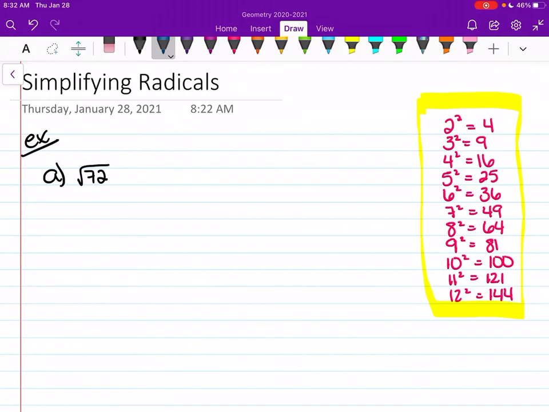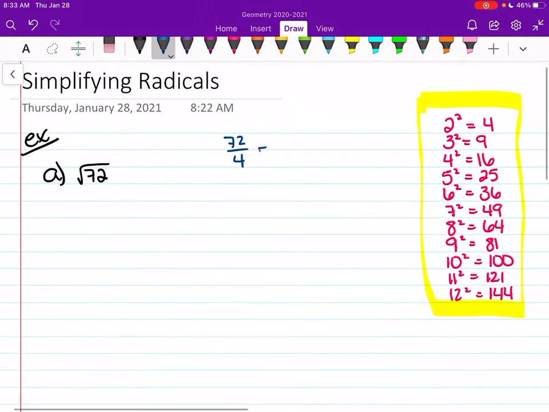So when we're trying to simplify radicals, if the number underneath our square root is not on the list, then what we want to do is break it down so that it is a product of a number on the list and something else. So if I go through, I can figure out that 72 divided by 4, so I'm just going through and dividing it by the numbers on my perfect square list, is 18, so that works. So that one is a factor of 72.